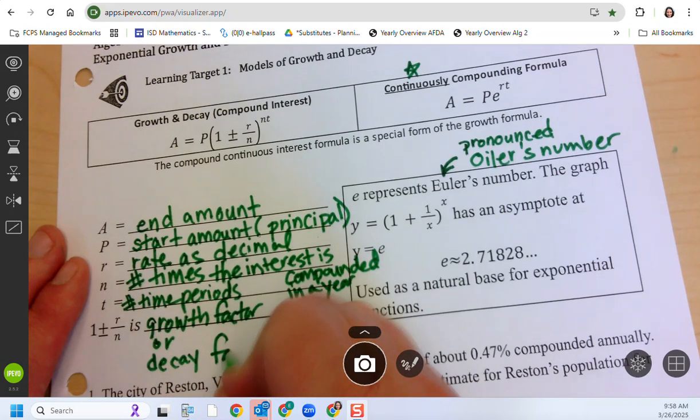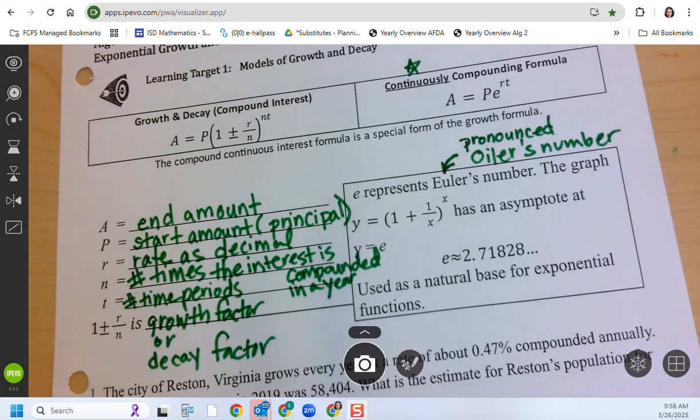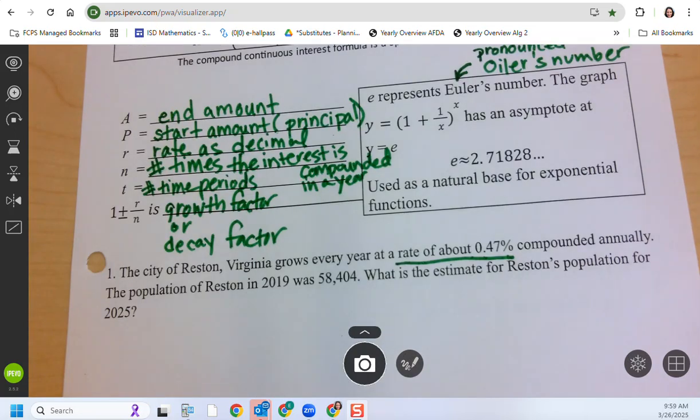We need to change that to a decimal. And I know it looks like a decimal already, but right now it's a percent. The word percent literally means per hundred. Percent means per hundred. So to change the percent to a decimal, we divide by 100. I'm going to write those words down. To change percent to decimal, divide by 100.